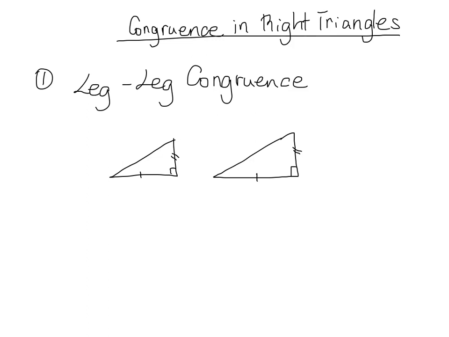FYI, just remember that this here is called a hypotenuse and the other 2 sides are called legs. So when I say leg congruence, I mean the 2 sides that are not hypotenuses, if that's a word. Okay, so we have leg congruence, and for short we just call that LL, congruence for leg.